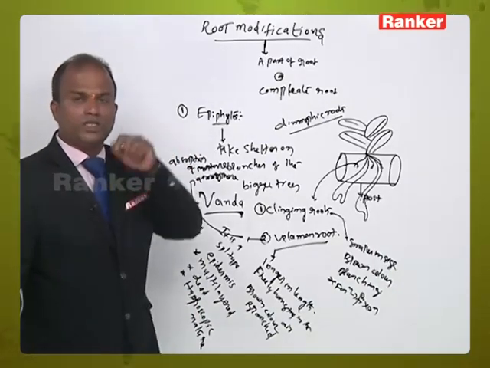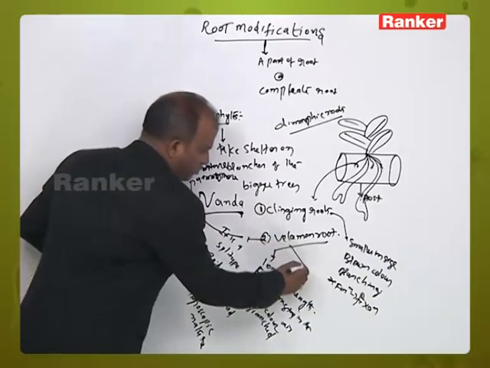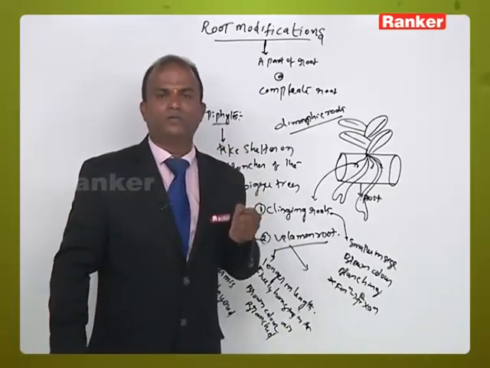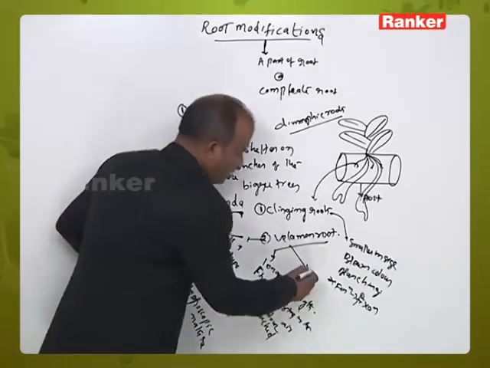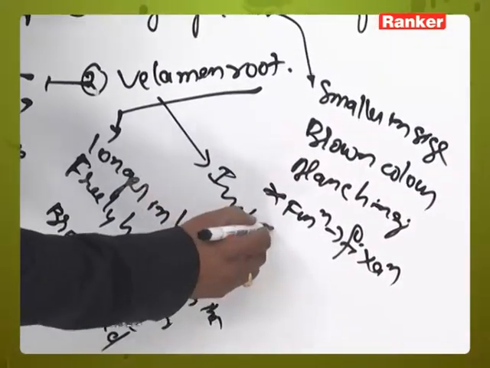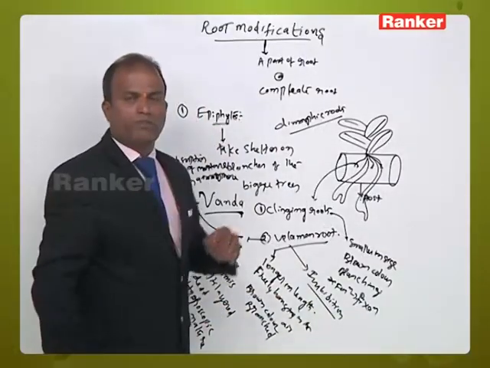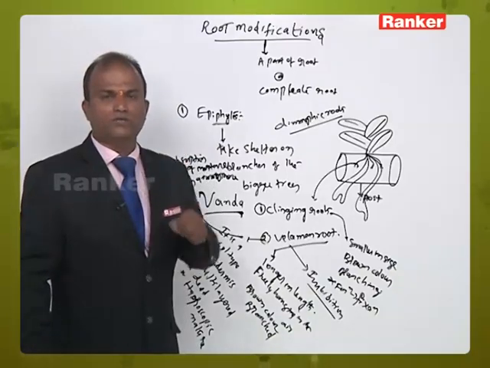of moisture from the atmosphere. This velamin root plays an important process to absorb moisture from the atmosphere, and that is imbibition. That means the velamin roots play an important role in imbibition, which helps in absorbing the moisture from the atmosphere.